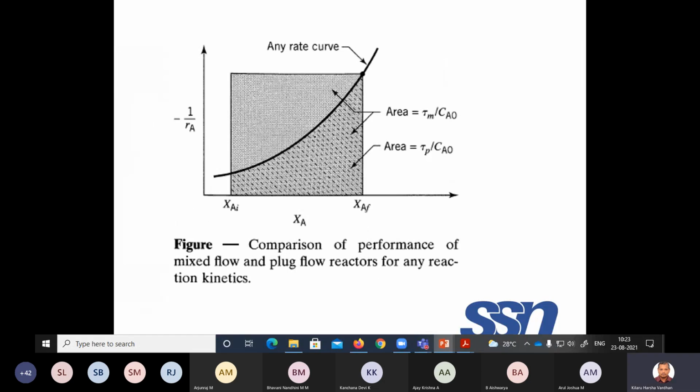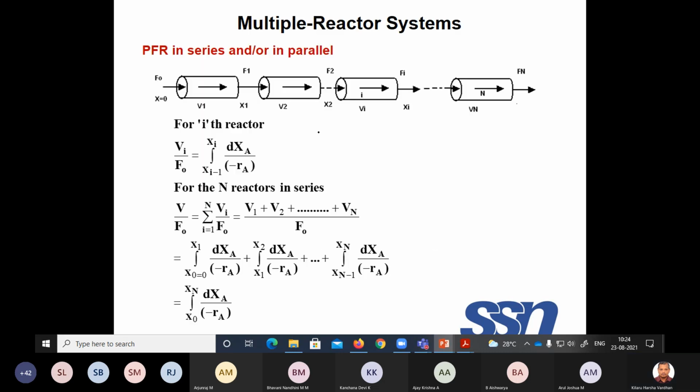From this, we can tell that for any positive orders, the volume required for a CSTR is definitely much greater than for the plug flow reactor. Why it is like that, I still hold back. I don't want to reveal that. I'll reveal it during the third unit. In the meantime, you can have your own answers and we can have a discussion.